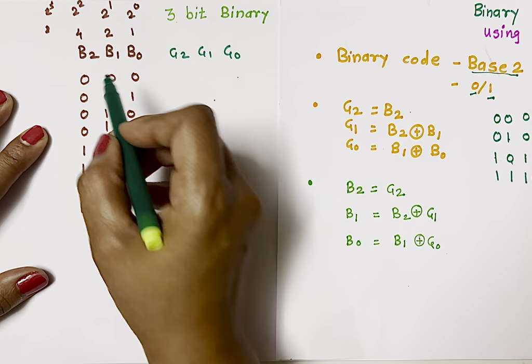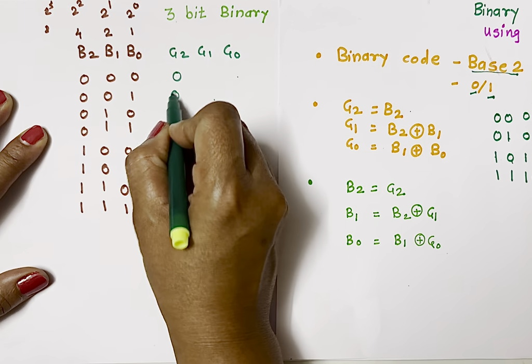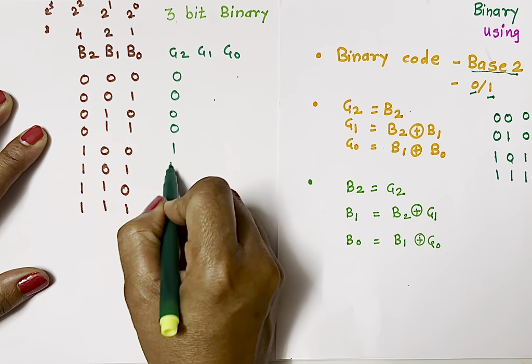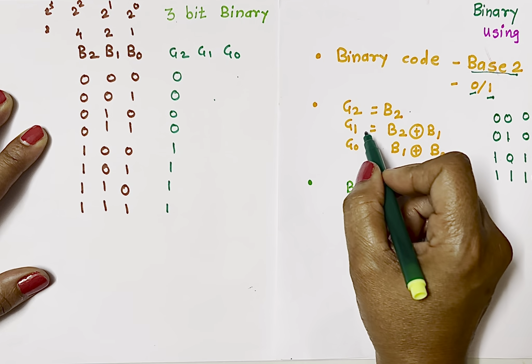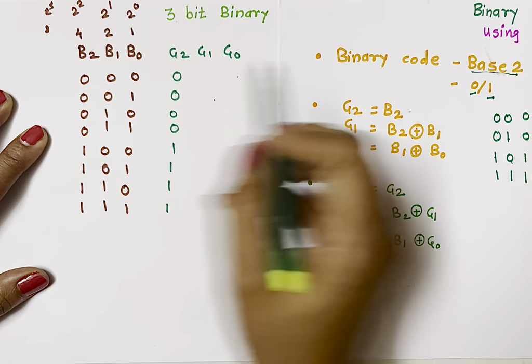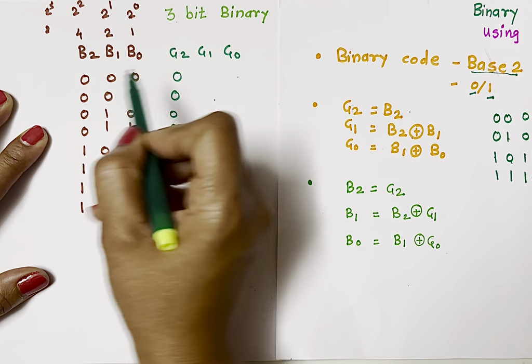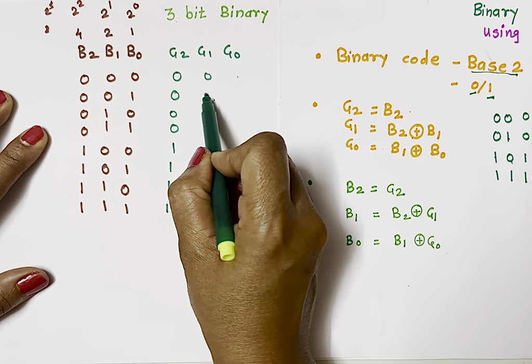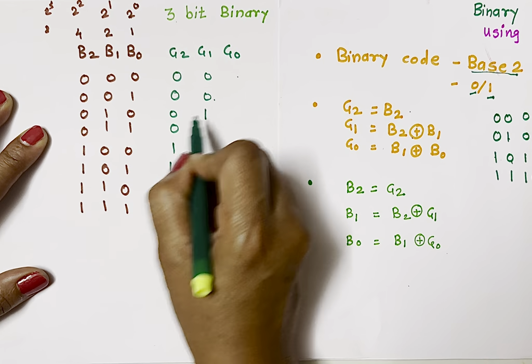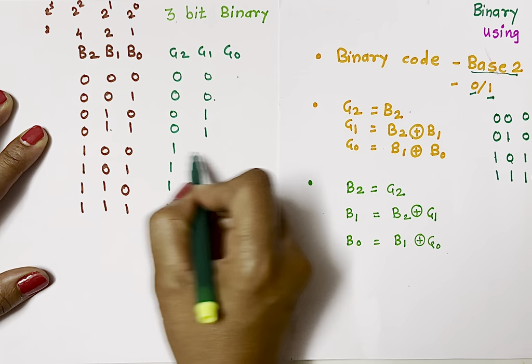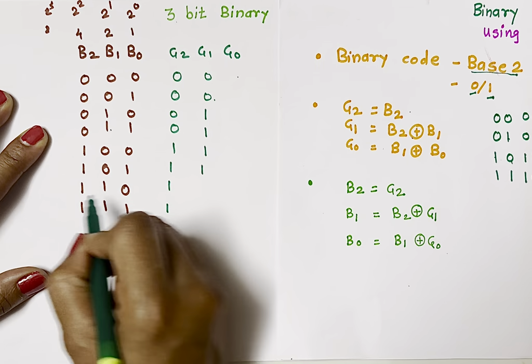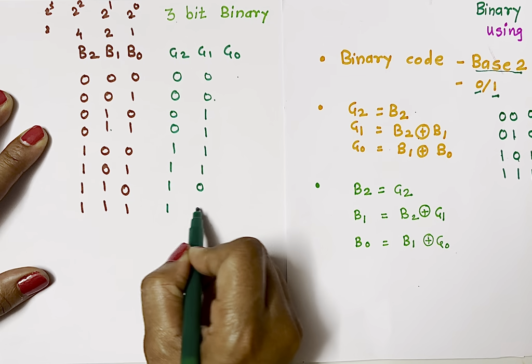G2 is equal to B2. So B2 is 4 times zeros, 4 times 1. So G2 and B2 are the same. G1 is B2 XOR B1. So 0 XOR 0 is 0, 0 XOR 0 is 0, 0 XOR 1 is 1, 0 XOR 1 is 1. Then 1 XOR 0 is 1, 1 XOR 0 is 1, 1 XOR 1 is 0, and 1 XOR 1 is again 0.